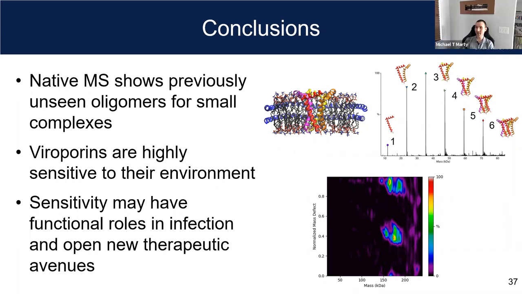So anyway, we've seen that we can use native MS in the nanodisc in a unique way to look at these small oligomer complexes, and that they seem to be very sensitive to their environment. I think this has potentially very interesting suggestions about how they interact within viruses, and new modes for therapeutic development and targeting.